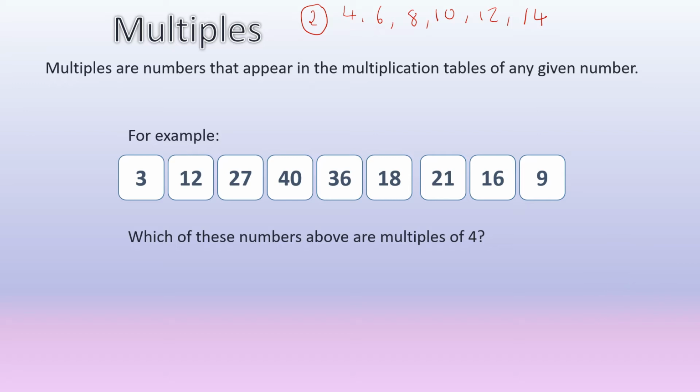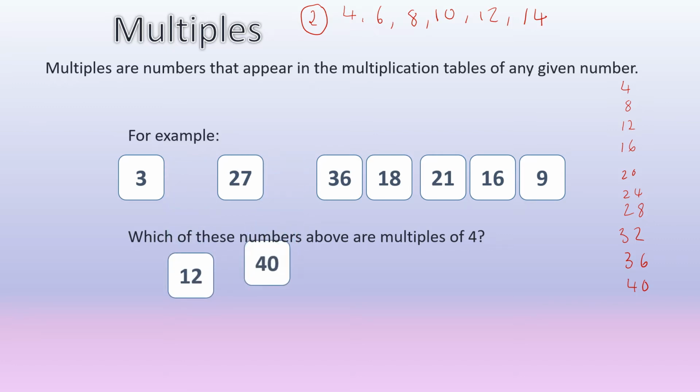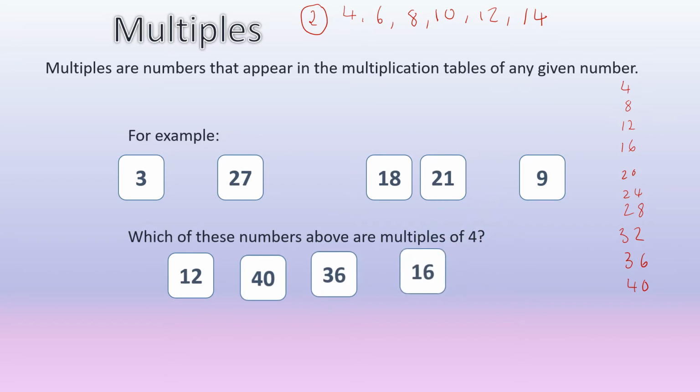Okay, so let's write our 4 times tables out then. So we have 4, 8, 12, 16, 20, 24, 28, 32, 36, and 40. So the numbers in the example there that are multiples of 4 are 12, 40, 36, and 16.